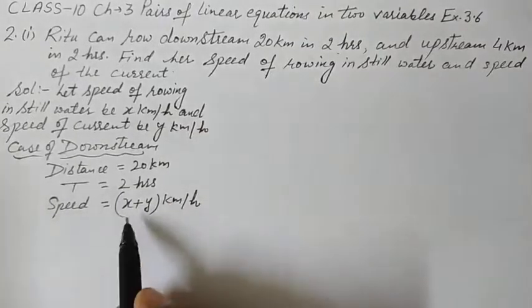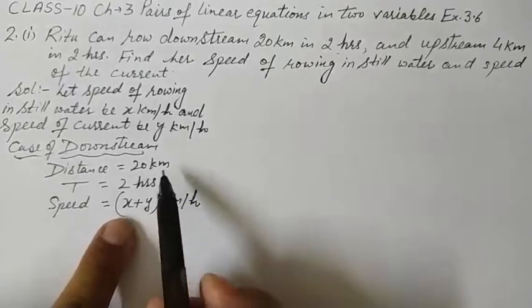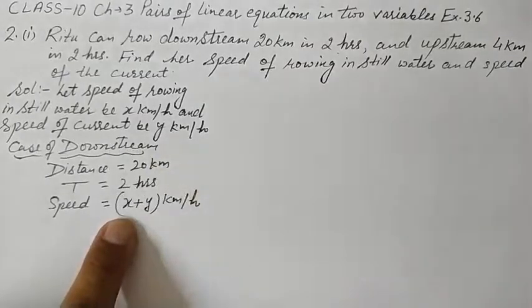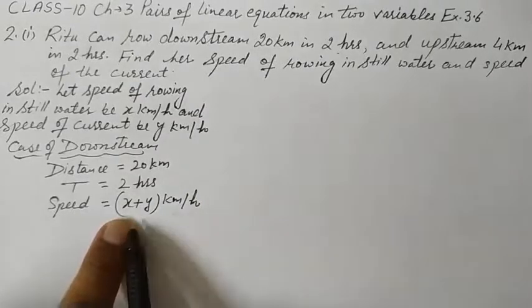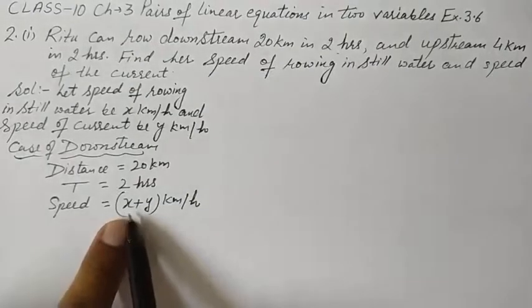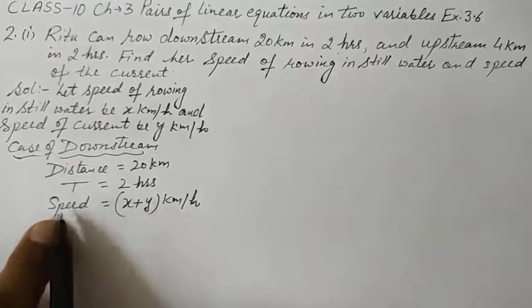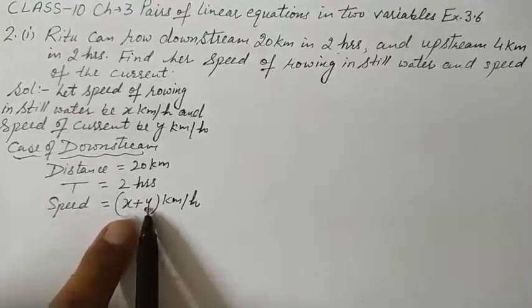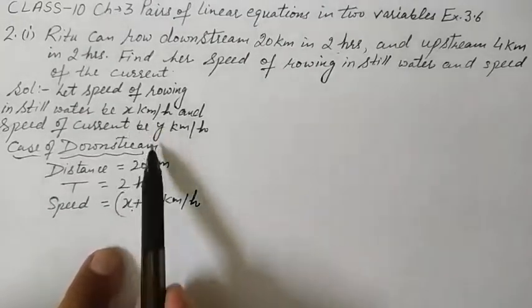So here you can see, downstream means when the boat and water are moving in the same direction. So automatically the speed of the water is added to the speed of the boat. So the boat will experience more speed than its actual speed because the water speed is also added. So x plus y is the speed.